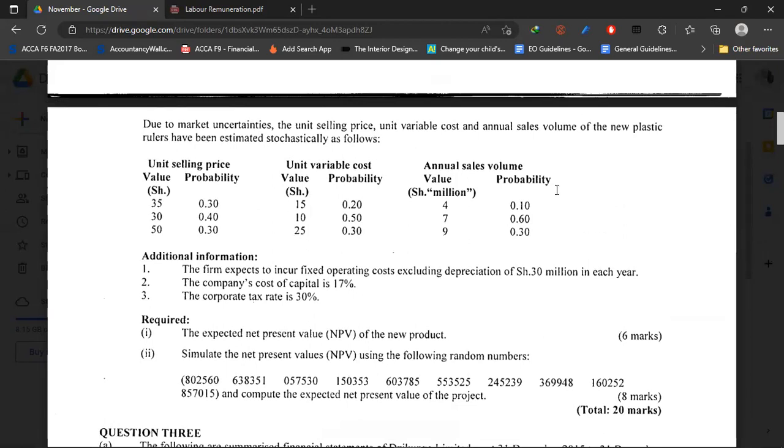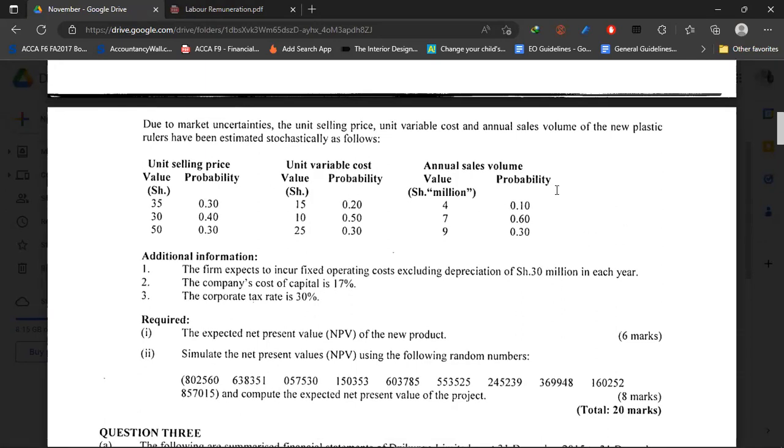We have the unit variable cost, the value and the probabilities. For 15 shillings, we have 0.20 as the probability. 10 shillings, 0.50 as the probability. For 25 shillings, we have 0.30 as the probability.